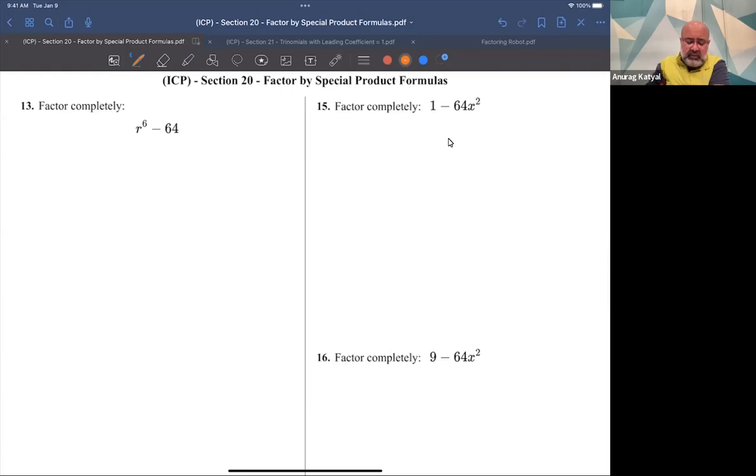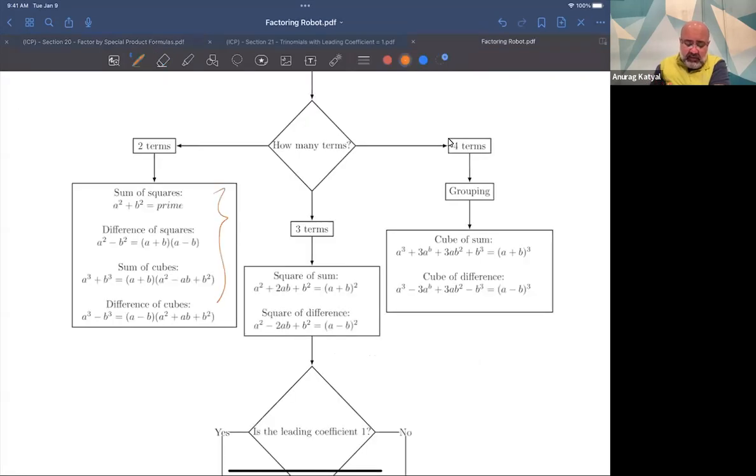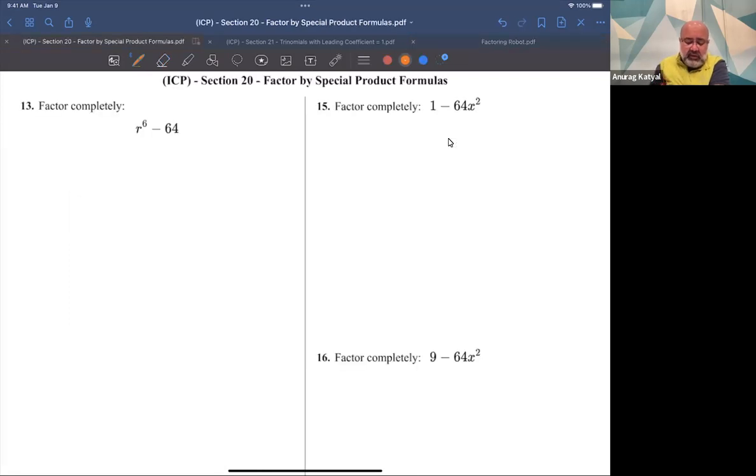We have r to the sixth minus 64. Coefficient is 1, so no number as a GCF. This doesn't have an r in it, so no GCF. And we'll look at how many terms we have. Well, we have 2 terms, so we can write this as either a sum of squares, a difference of squares, a sum of cubes, or a difference of cubes. The question becomes, which one do we use? Well, it's a difference, so it can't be a sum. Hopefully that makes sense. There's a minus here, so the sum formulas are out.